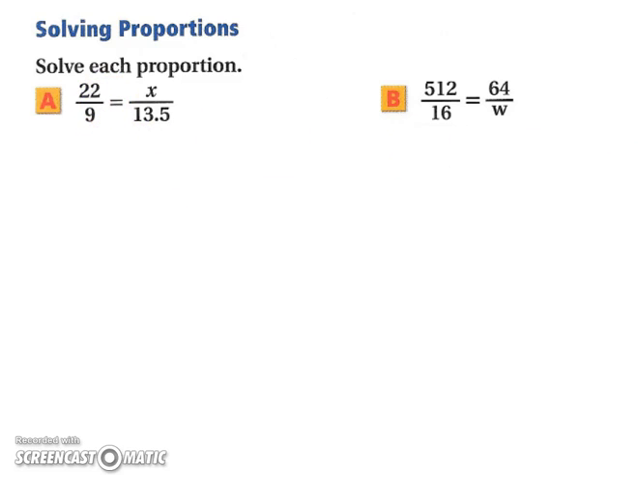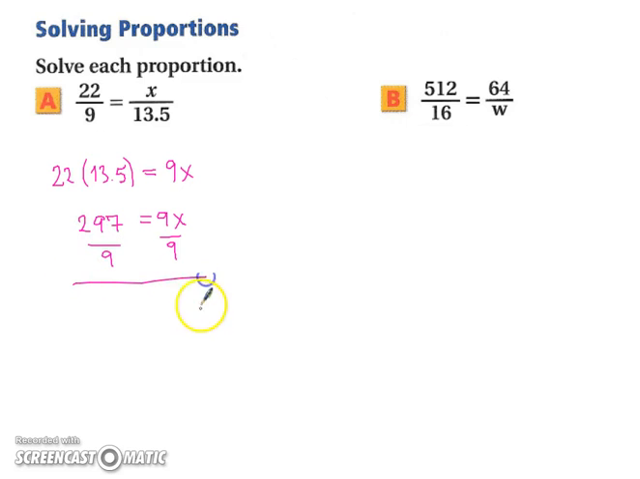So when we cross multiply, we end up with 22 times 13.5, and that's going to equal 9 times x. And 22 times 13.5 is 297. That still equals 9x. And to solve for x, we want to divide both sides of the equation by 9 to get x by itself. And when we do so, we have 33 equals x.